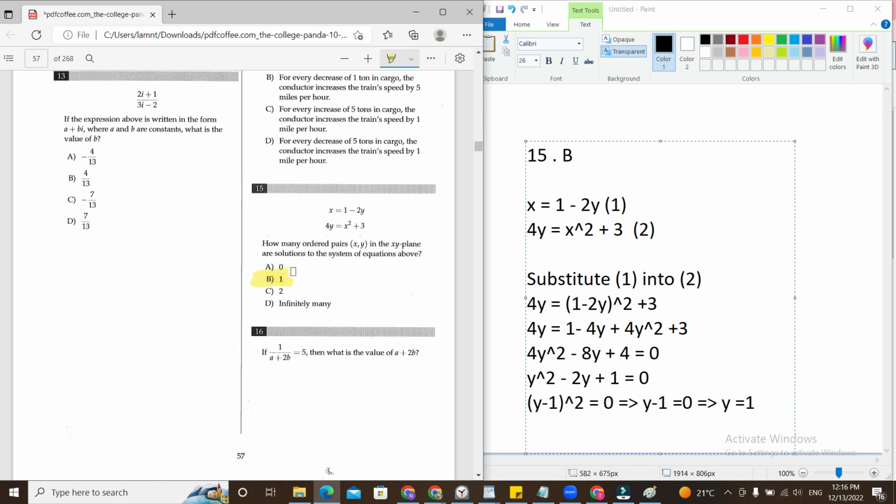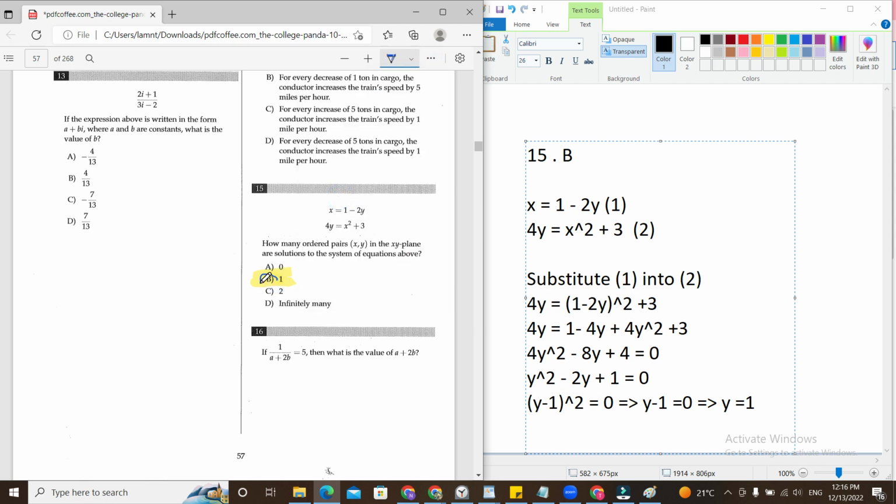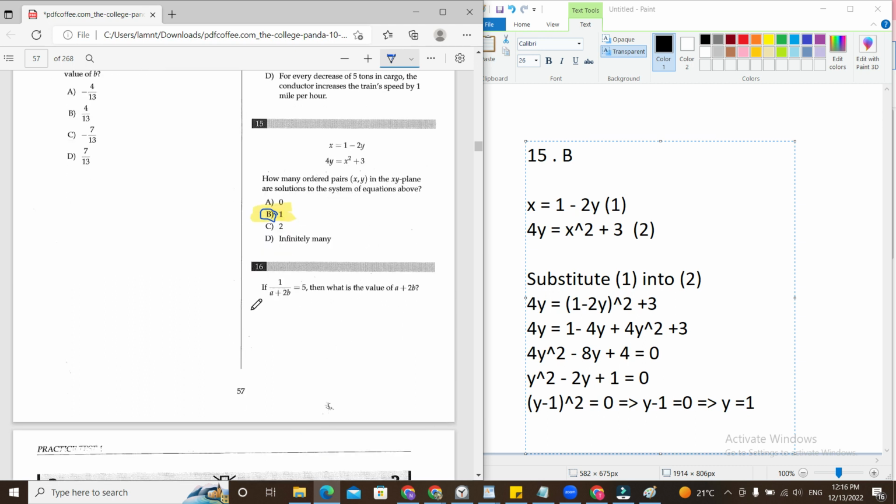Now, if 1 over (a plus b), a plus 2b is 1/2, what is the value of a plus 2b? It's just the reverse, so it's just 1 over 5, or 0.2. One of those two, so that's the answer for question 16, 0.2.